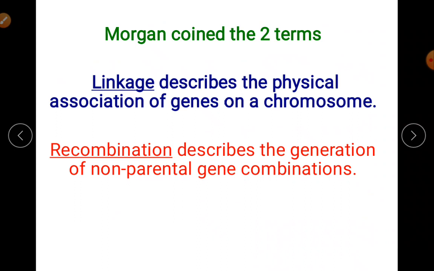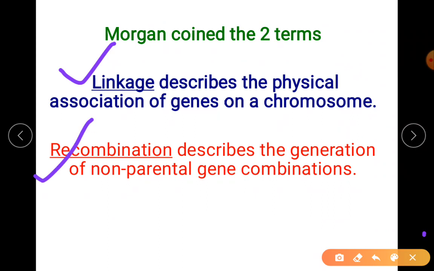So based on his work, he gave two terms, linkage and recombination. When I say linkage, we are saying the physical association of the genes on the chromosome. It can be two or more genes that are linked. They depend upon each other during segregation. Then there is recombination, exchange of genes.